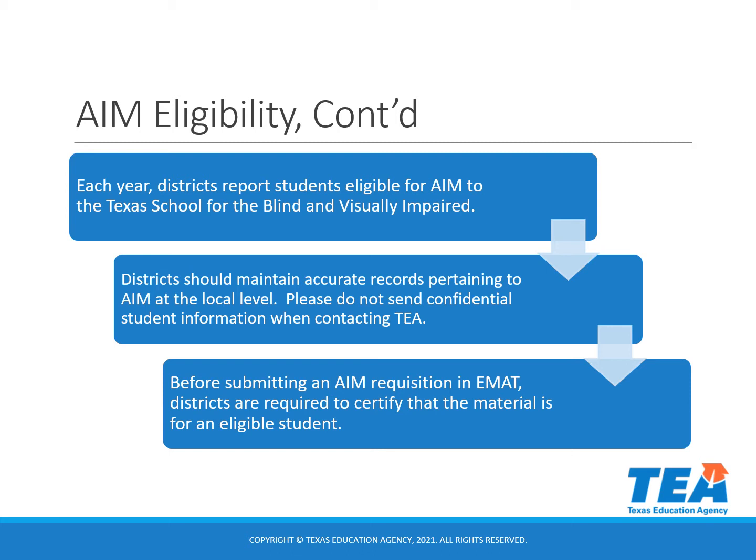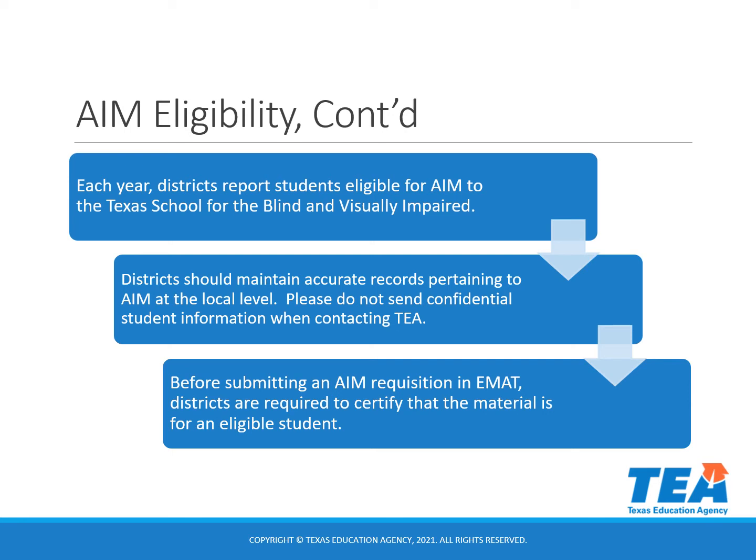Each year, districts report students eligible for AIM to the Texas School for the Blind and Visually Impaired. And districts should maintain accurate records pertaining to AIM at the local level. Please do not submit any confidential student information when contacting TEA. Keep the documentation at the local level.